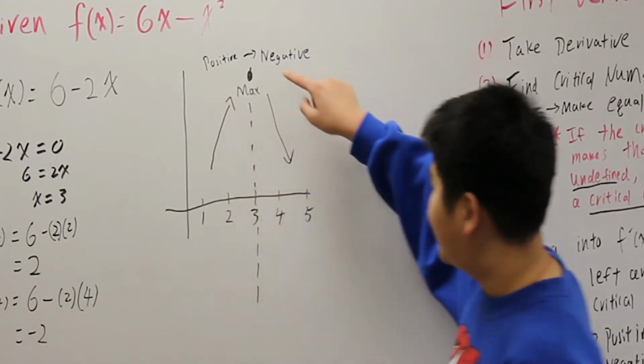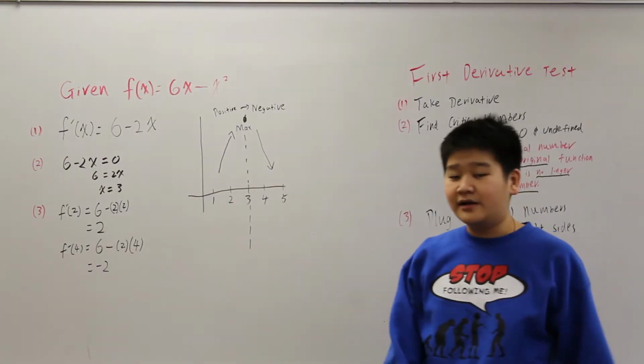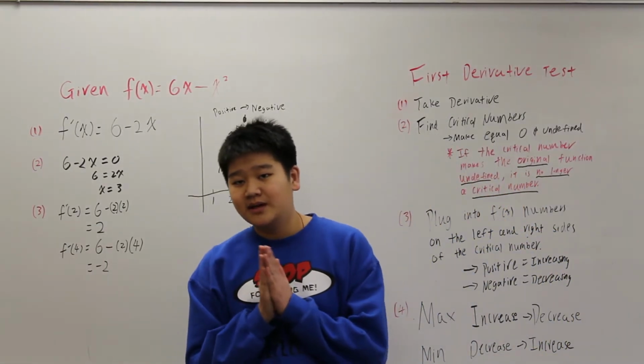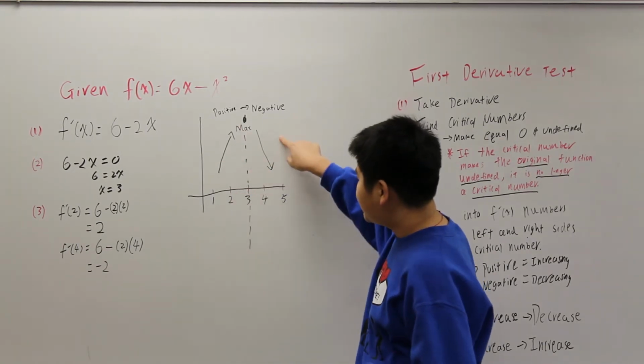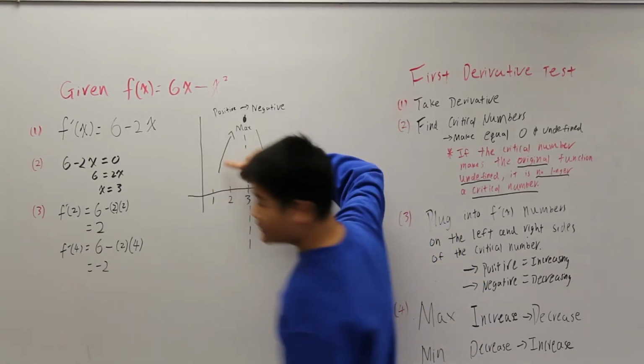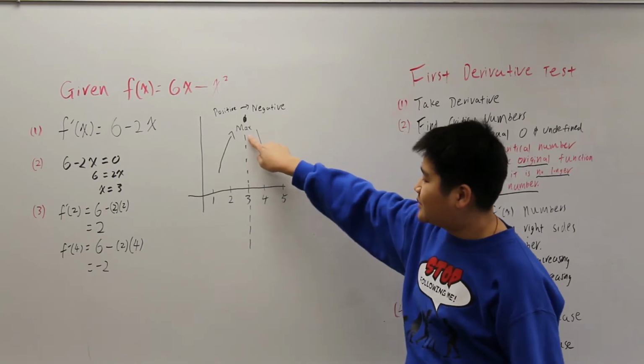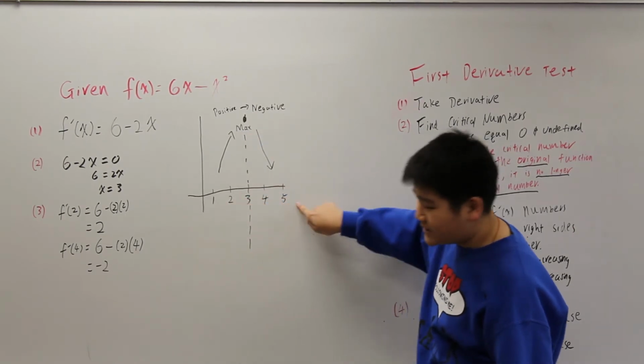Positive, increasing; negative, decreasing. And then if you want to find the maximum and minimum, if it goes from increasing to decreasing, as in this case, it's a maximum. But if it's decreasing to increasing, it's a minimum.